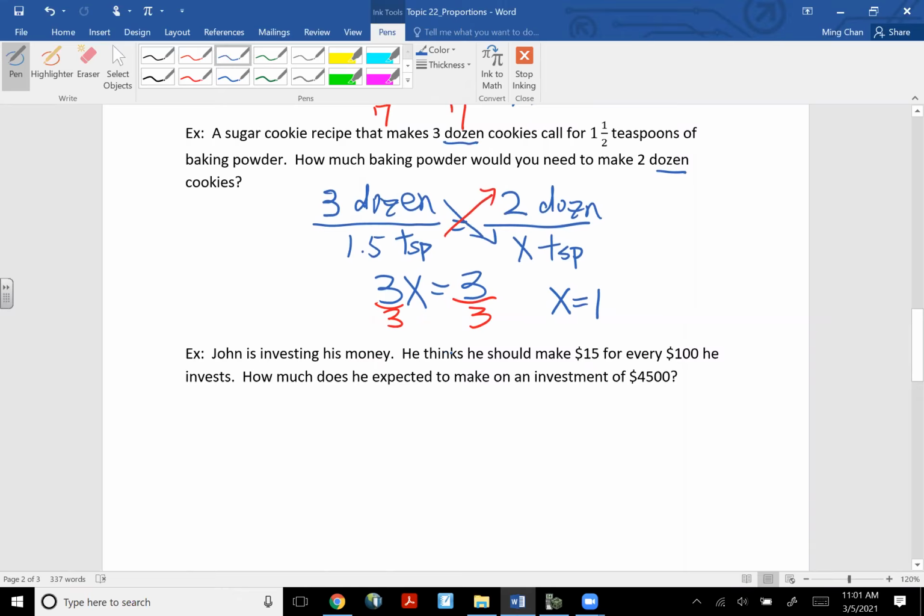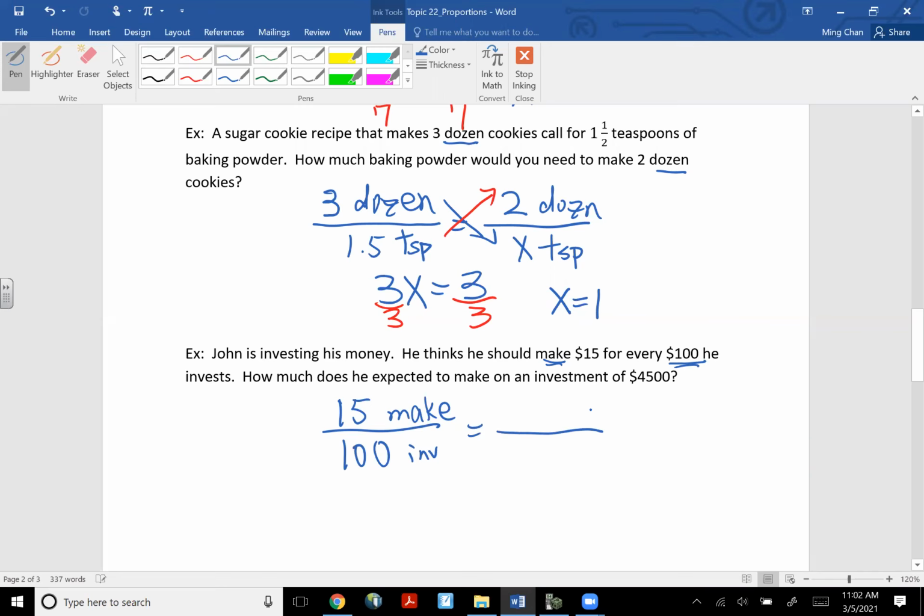John is investing his money. He think he should make $15 for every $100 he invest. So the $15 representing how much he make. $100 representing how much he invest. So how much does he expect to make on an investment of $4,500? So if I put $15 on the top, okay, these are ratios, right? Because they're all the same unit. If I put $15 on the top, that $15 representing how much money he make over for every $100 he invest.